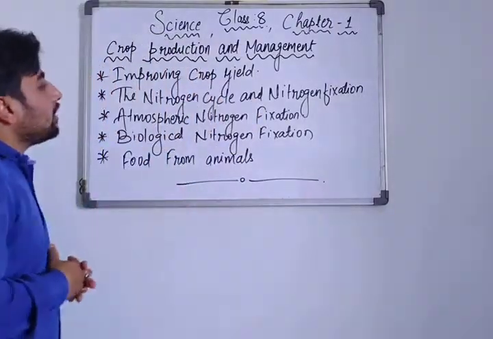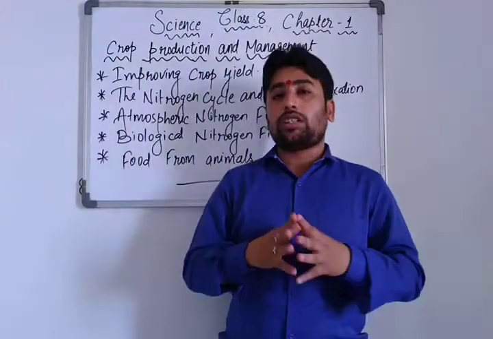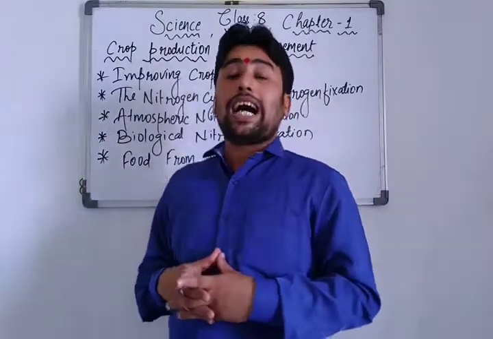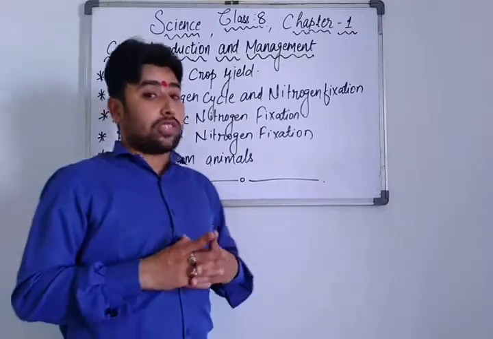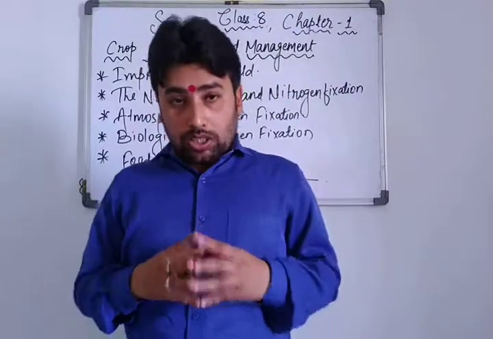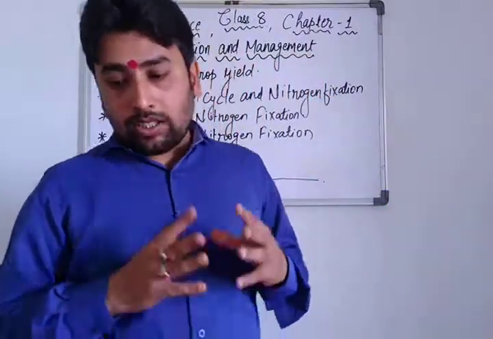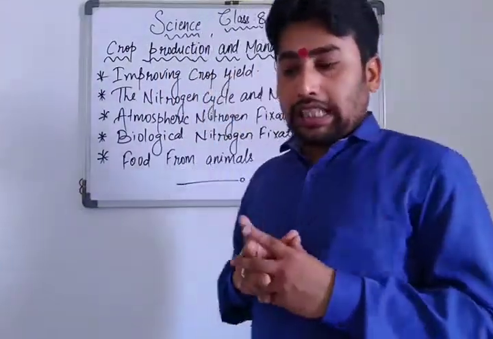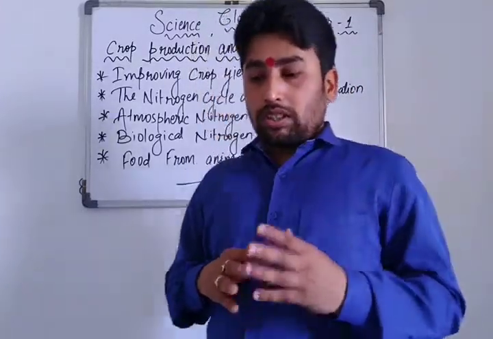The next topic is the nitrogen cycle and nitrogen fixation. All of us know that in the atmosphere 78% nitrogen is present, but this nitrogen can't go directly to the plant. That's why the nitrogen cycle and nitrogen fixation are required. So let us read about nitrogen. It is one of the most important nutrients for plants. It is a constituent of proteins and DNA. Although the earth's atmosphere has 78% nitrogen, plants cannot use it as it is. It has to be converted to a form that plants can use.